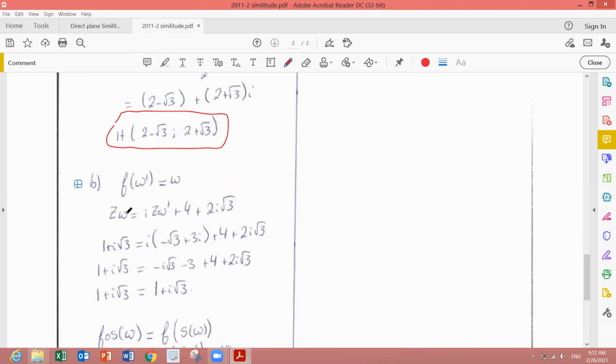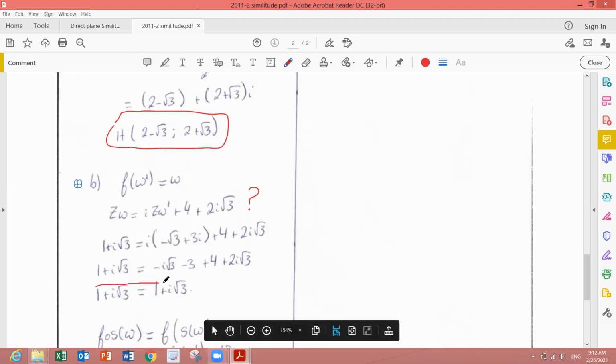I have to prove ZW equals I ZW prime plus 4 plus 2I radical 3. ZW is 1 plus I radical 3, equal to I times W prime, which is minus radical 3 plus 3I, plus 4 plus 2I radical 3. We expand: minus I radical 3 minus 3. We get 1 plus I radical 3 equals 1 plus I radical 3.